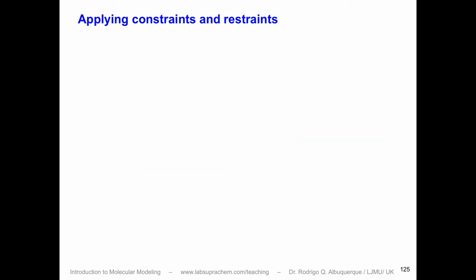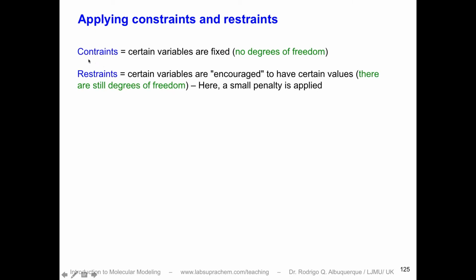Applying constraints and restraints is very usual in molecular dynamics simulations. This allows for saving computational time. We may apply constraints, which means certain values are fixed, so certain groups of atoms are frozen. There are no degrees of freedom. While we can also apply restraints. The restraints are certain variables are encouraged to have certain values. So there are still degrees of freedom, but the atoms are fixed to a range of coordinates.